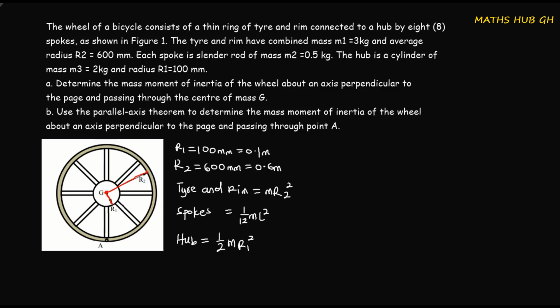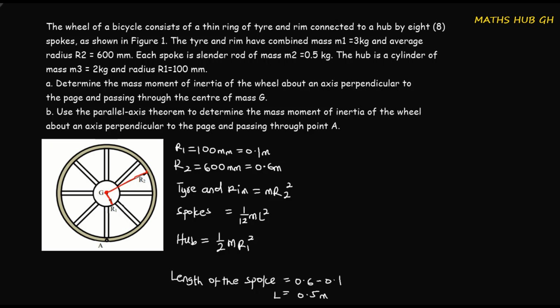So we are going to have this L here, the length of the spoke, to be equal to 0.6 minus 0.1. So that will give us L to be equal to 0.5 meters. So this will be the length of the spoke. Okay, and then there are 8 of them, so let's not forget about that.